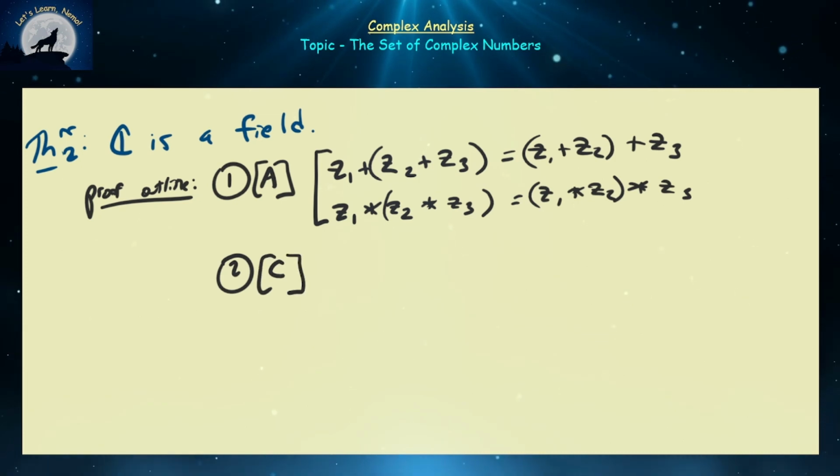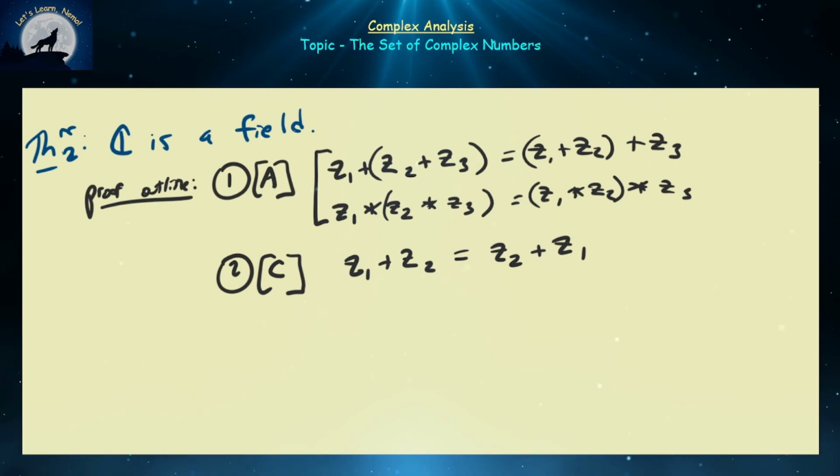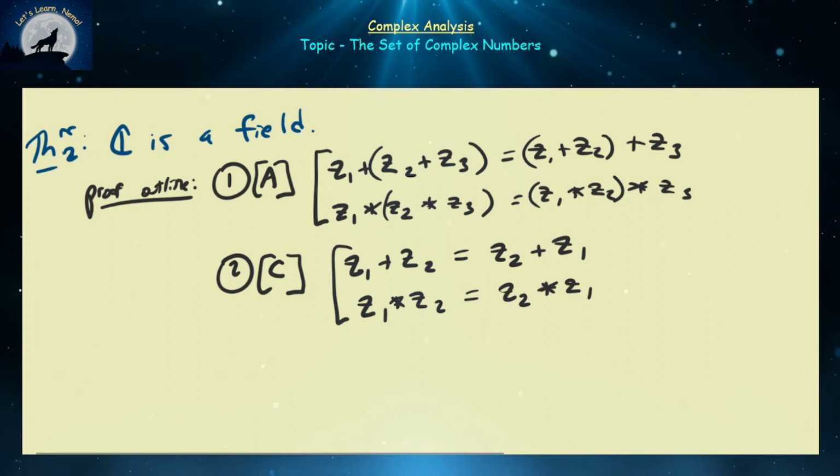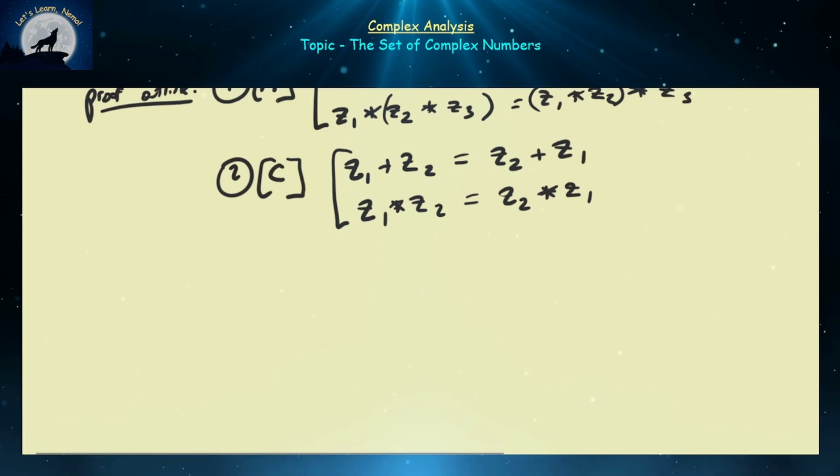So the commutative laws also hold for the set of complex numbers with those definitions of operations. That is, if we do z1 plus z2, you're going to get the same exact value as if you do z2 plus z1. If you do z1 times z2, you will get the same exact answer as if you were to do z2 times z1. So those are your commutative laws.